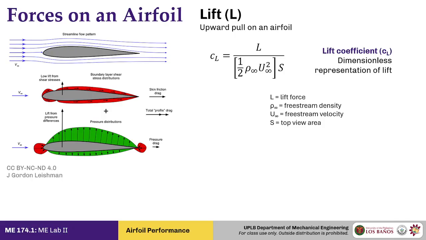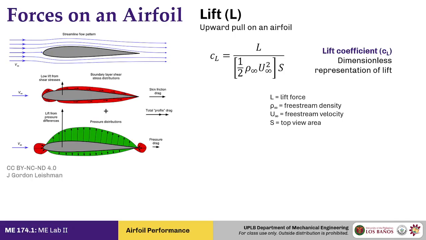So let's break down the variables used. L is the lift force, rho is the free stream density, U here is the free stream velocity, and S is the top view area. Or in some aircraft circles, this is called the planform area. So the planform area is the area of the wing from the top.